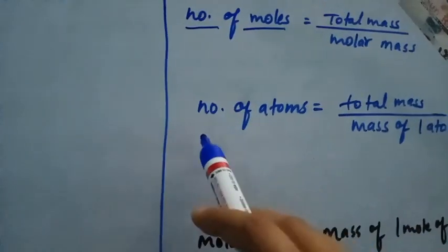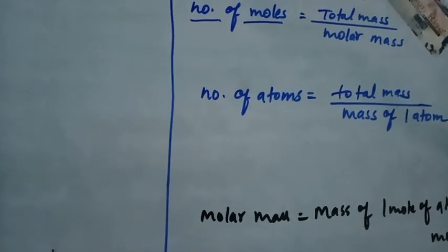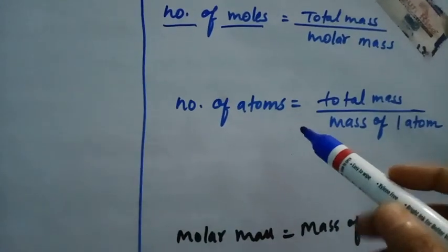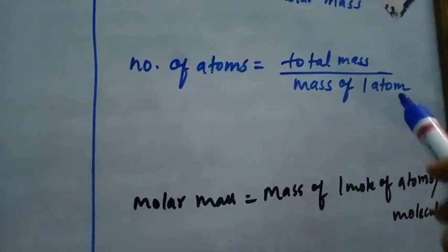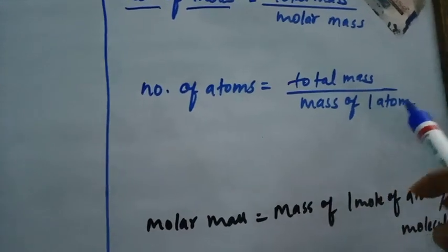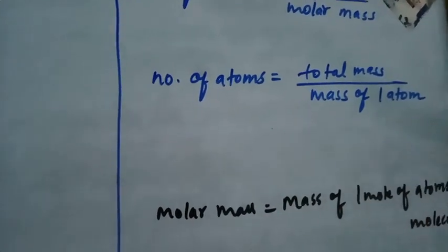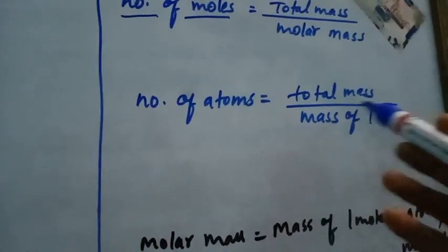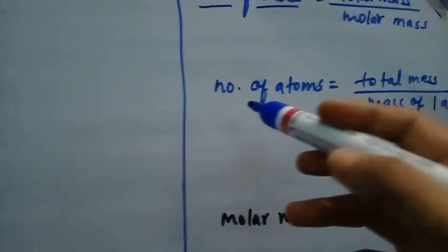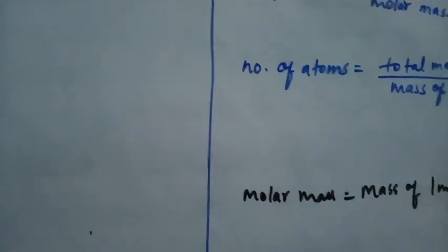of number of moles. Now the next formula is number of atoms, if you have to find out, present in any element. Number of atoms is equal to total mass given in the question divided by mass of one atom. Mass of one atom is nothing but the atomic mass, and total mass will be given in the question. Then you can solve this equation and you can get the number of atoms of that element.